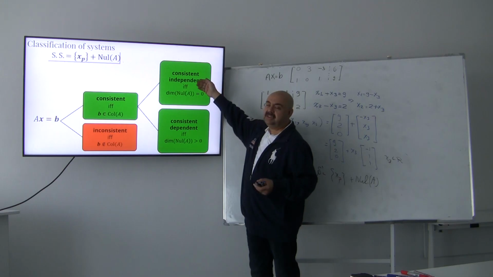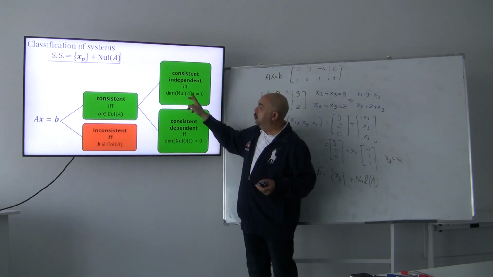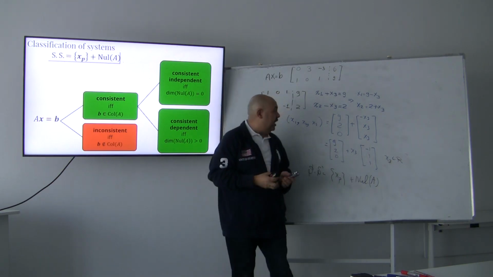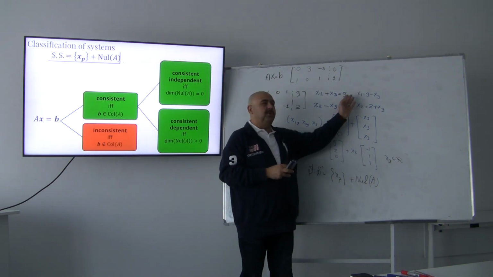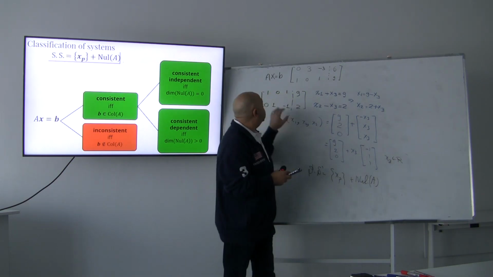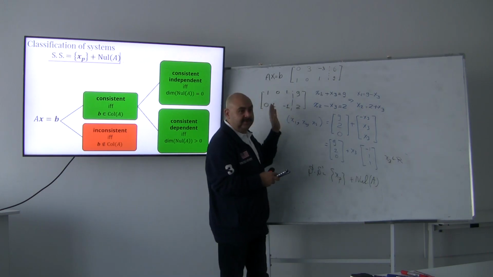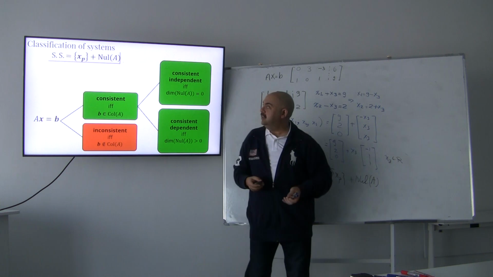That's exactly what's stated here. For the consistent independent set, it will happen when the null equals 0. You don't have any of the variables depending on the others. You have results for the variables. This will happen only if you succeeded in getting the reduced echelon form of a unit matrix, and you will have x1 equal to a value, x2 and x3 exactly the same.